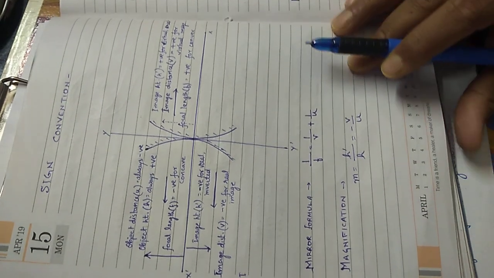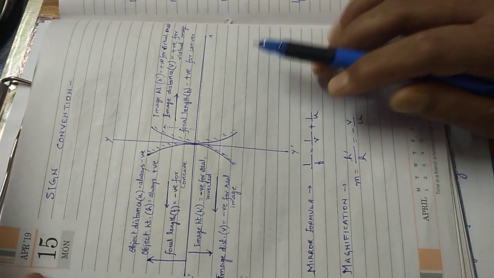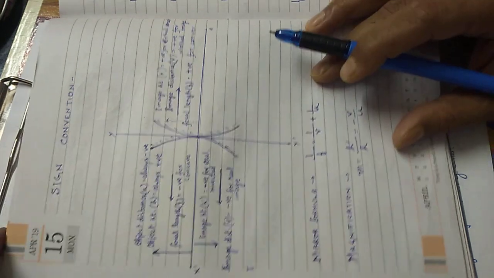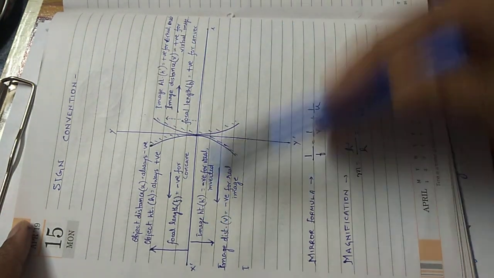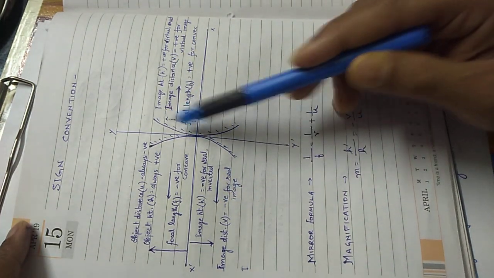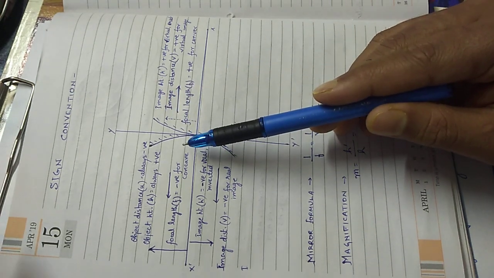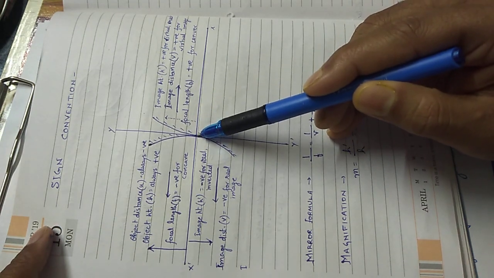So which sign to take for what kind of image or object is given by a convention. Convention means a general rule which everyone follows. So what is the sign convention we follow? Suppose we take the two axes, the y-axis and the x-axis. Then we draw the mirror. It can be a concave mirror or a convex mirror, keeping the reflecting side on the left hand side. So this is the pole position.